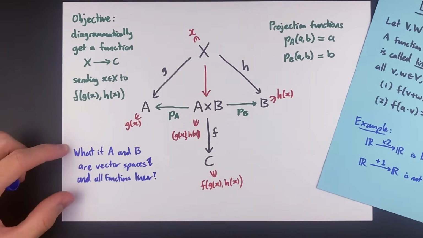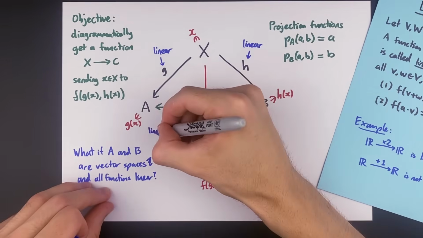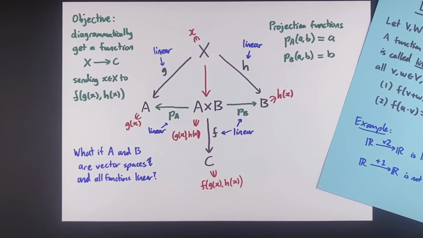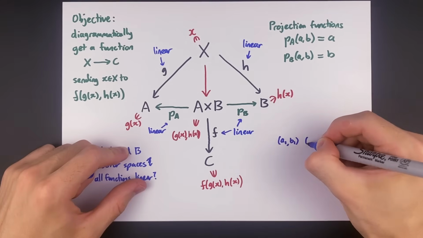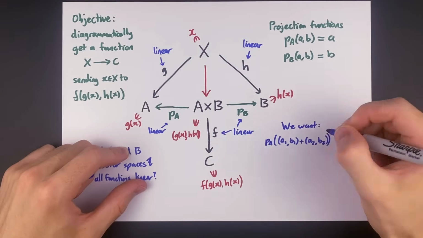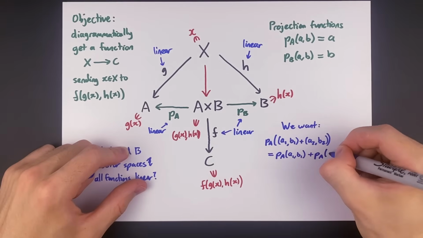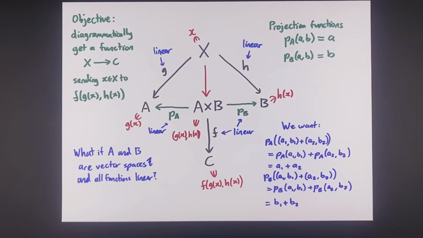So let's impose that G and H are linear. We also want f and these projection maps to be linear. Will that give us enough information to figure out the vector space structure on A cross B? Let's try. Suppose I have two pairs of vectors, A1, B1 and A2, B2. We want the addition operation on A cross B to be such that if I add these pairs together and then project to A and B, I get the same result as if I project and then add.